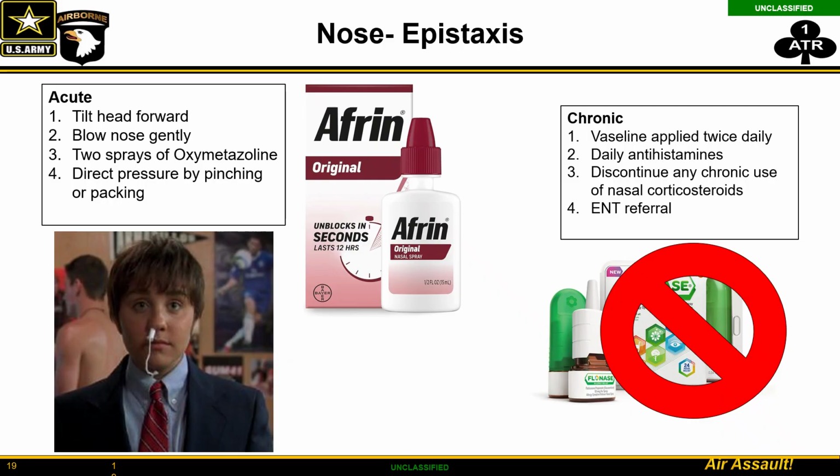Afrin is not a long-term solution for nosebleeds. That's something that's very, very important. This is to fix one nosebleed that is occurring right now, but we're not going to give this person Afrin and tell them to use it all the time if they're having consistent nosebleeds.